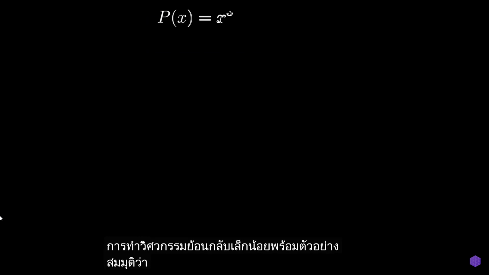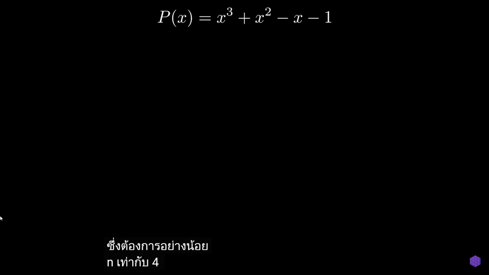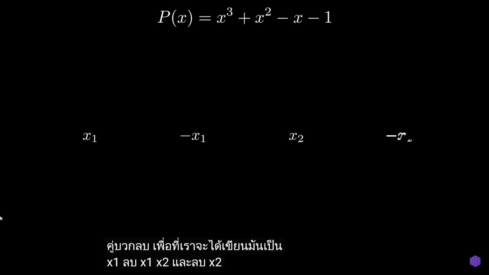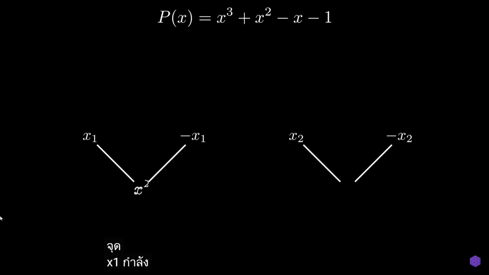Let's say we have a degree 3 polynomial which requires at least n equals 4 points for its value representation. These points need to be positive negative pairs, so we can write them as x1, negative x1, x2, and negative x2. We know that the recursive step will require that we evaluate the odd and even splits of the polynomial at 2 points, x1 squared and x2 squared. Now the key constraint here is that for the recursion to work, these 2 points also have to be positive negative pairs.